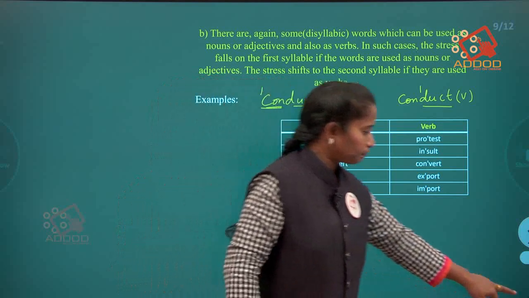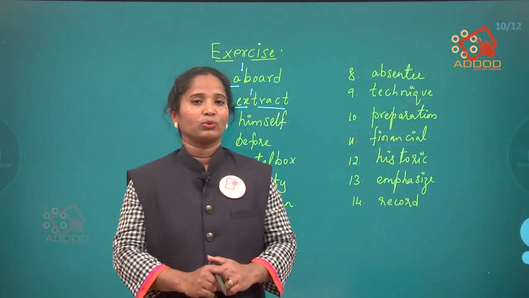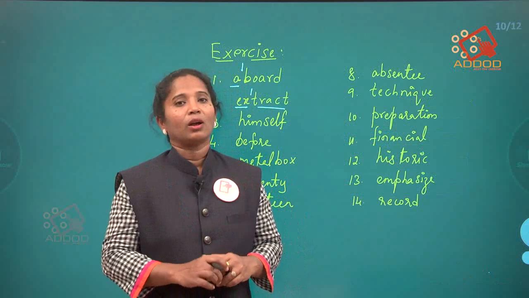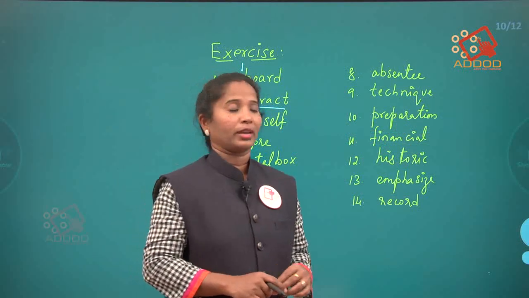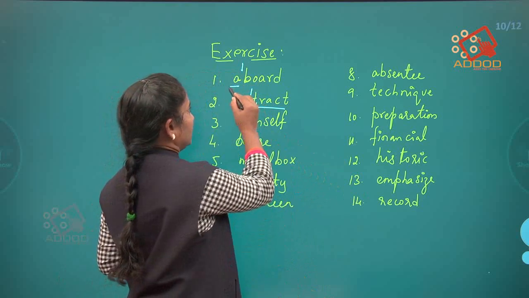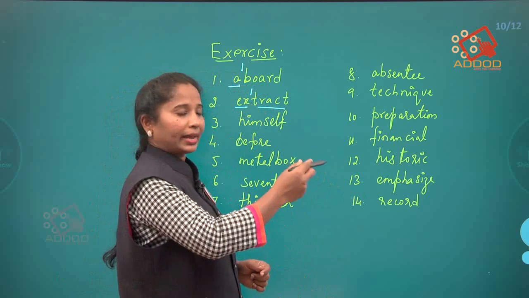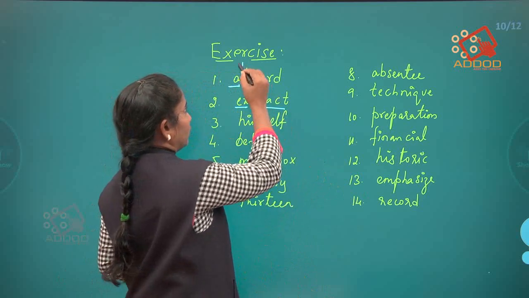So practice. Let's do some exercises and understand where to give the stress marks. Okay, so first one is aboard. In aboard, A is a weak prefix, so we have to place a stress mark on the second syllable. Okay, so it will be on board.